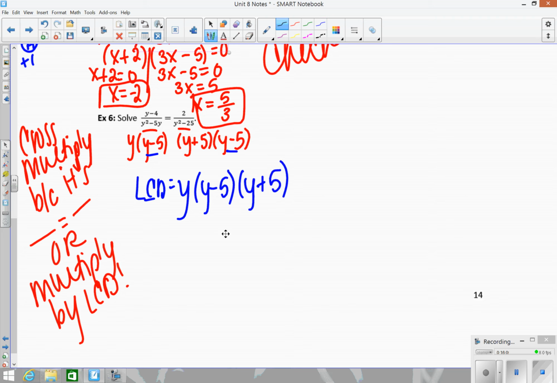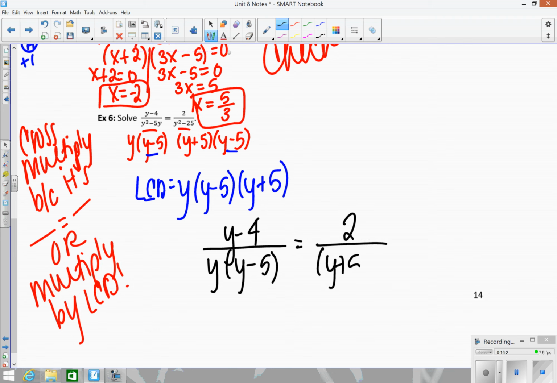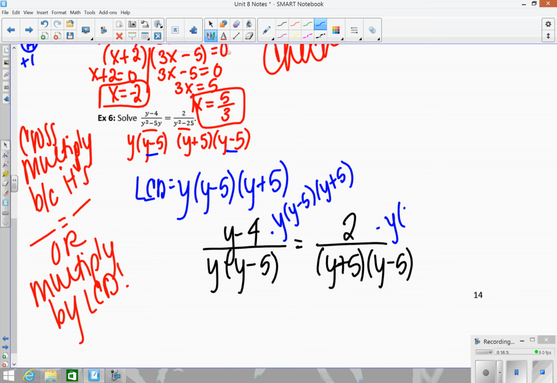So that means I'm going to multiply the original. So y minus 4 over, and again, I'm going to rewrite the denominators as factors. And then I'm going to multiply each piece by that LCD. And now we can cancel some things. So I have these y's are going to cancel. Y minus 5 cancels. So up top here, I'm going to have y minus 4 times y plus 5.